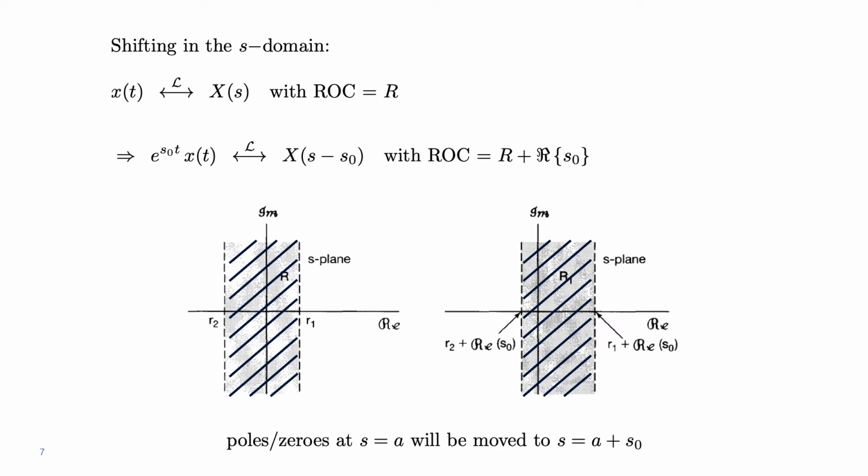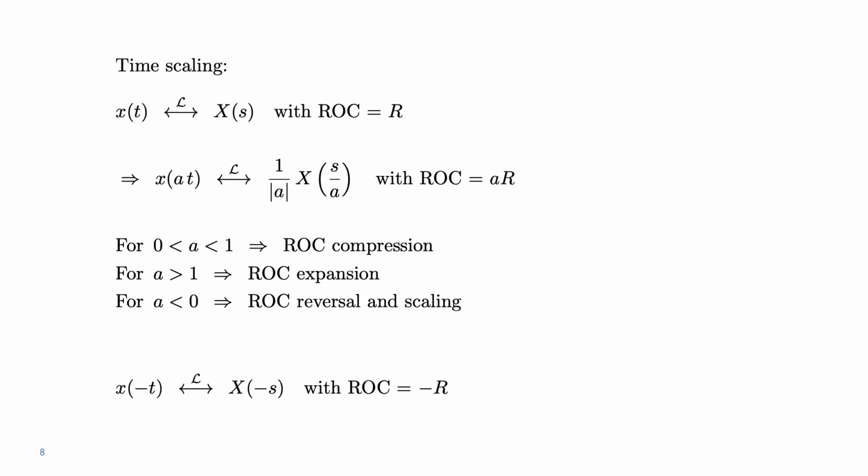So you have the original region of convergence on the left, R, and this is shifted on the right when you depict R1. What happens with time scaling? So if you create a signal x of at with a scaling a, then its Laplace transform will be 1 over magnitude of a times x of s over a. So this is again similar to what happens to the Fourier transform.